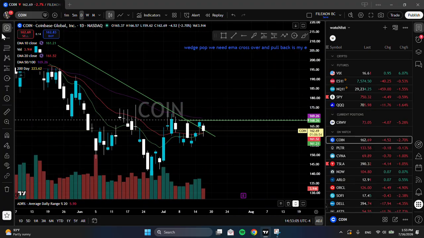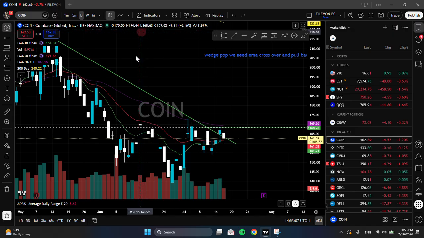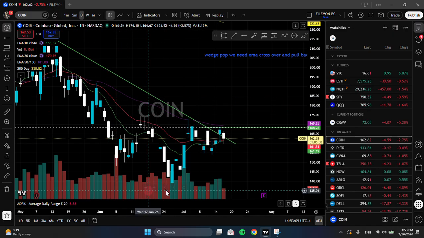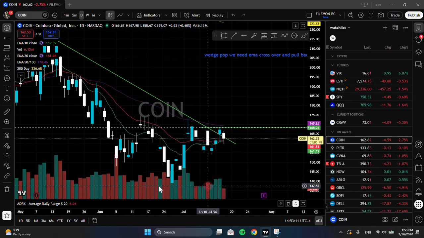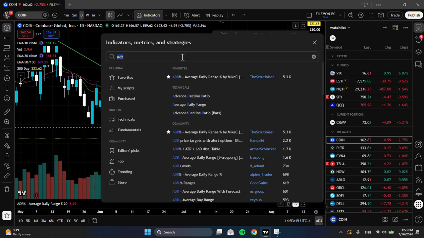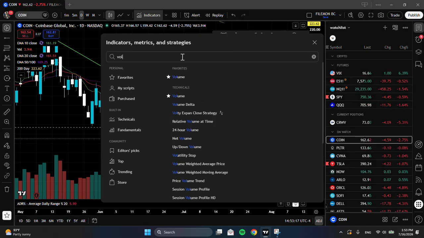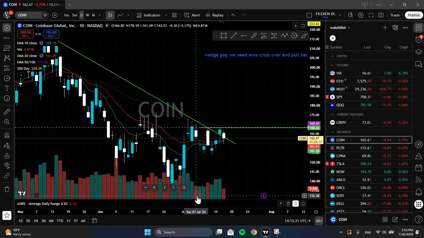What else do we have to talk about? We got the time frames, EMAs, ADR. We got volume right here. What is volume right here? Go to the indicators and just type in volume. Pretty simple. It should pop up right here. Just click the first one. It should pop up like this.